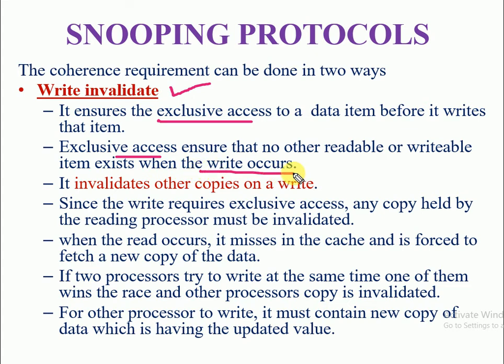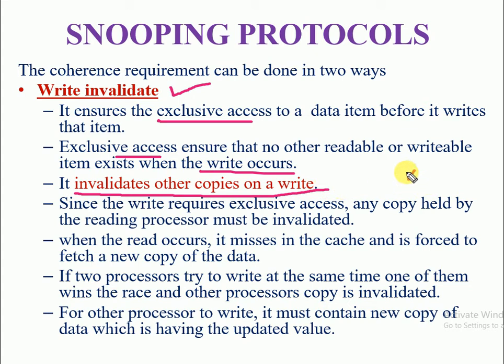This exclusive access ensures that no other readable or writable item exists when the write occurs. So, if this processor has that exclusive access, it should ensure that no other readable or writable item exists when that write occurs. Okay, so if I am writing the value of x, all the x values must be invalidated. That is the main purpose of write invalidate. That means it invalidates other copies on a write.